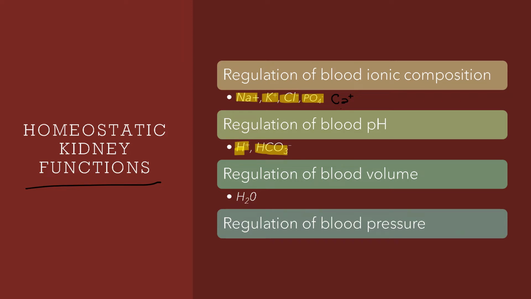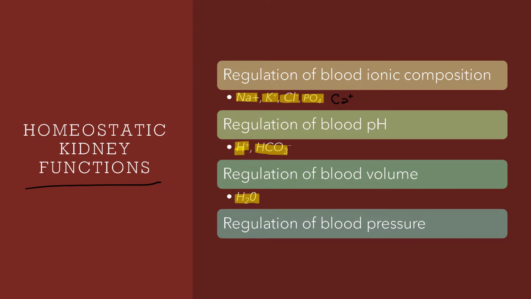Next is the regulation of blood volume. The kidneys will adjust blood volume by either conserving or eliminating water in the urine. So if we're conserving more water, we're holding on to more water, blood volume will increase. But if the kidneys expel or get rid of more water into the urine, then our blood volume will decrease.